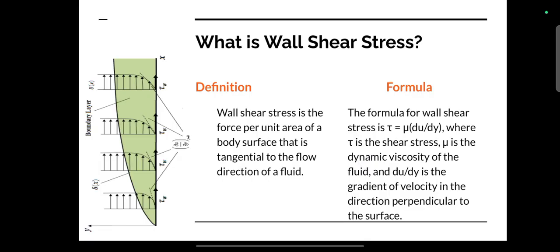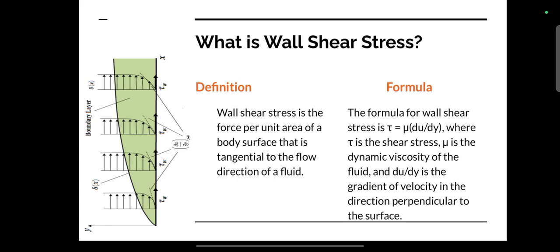So, what is wall shear stress? By the definition, wall shear stress is the force per unit area of a body surface that is tangential to the flow direction of a fluid. So, this thing we call a wall shear stress.